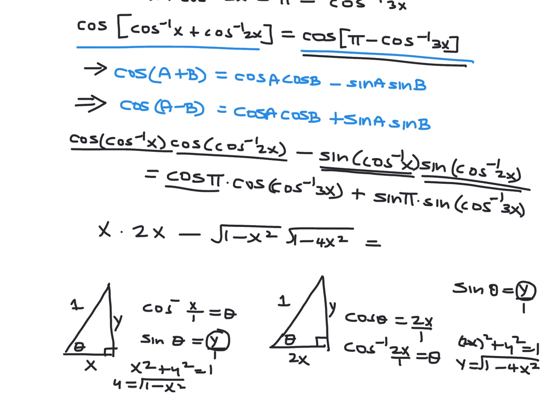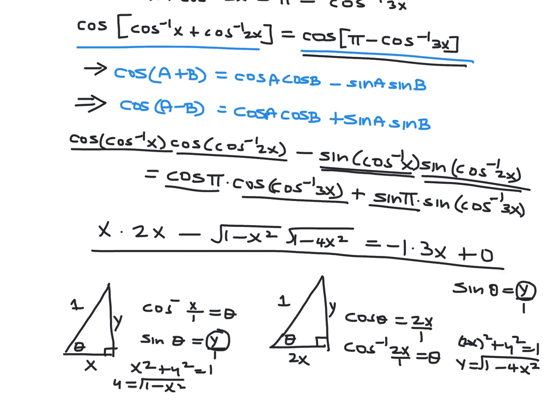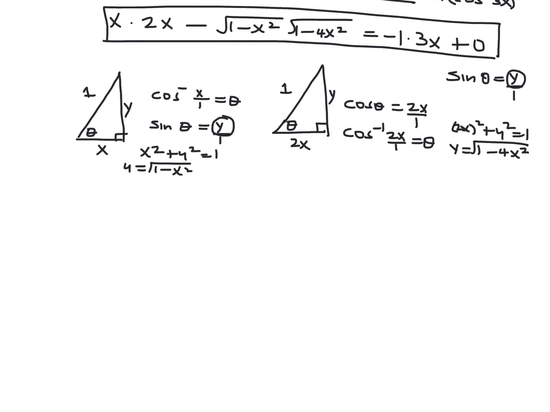This cos of pi is what? Negative 1? And then this is just 3x. And then the sine of pi is 0. Okay, so that's very nice. That just vanishes. So now I just have to work with this. Okay, that's good. So that's going to be 2x squared, and then minus, all under the radical, 1 minus x squared times 1 minus 4x squared. And then this just reduces to minus 3x, correct?